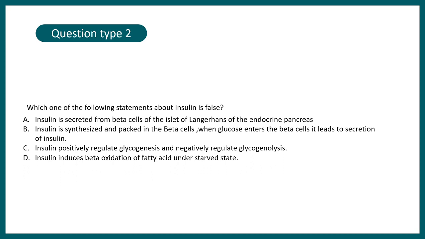So it says insulin is secreted from beta cells of the islets of Langerhans in the endocrine pancreas. Insulin is synthesized and packed in the beta cells. When glucose enters the beta cell, it leads to secretion of the insulin. Insulin positively regulates glycogenesis and negatively regulates glycogenolysis. Insulin induces beta oxidation of fatty acid under starved state. So there are a few statements about insulin, and you have to identify which one is false. If you have identified correctly, the correct statement is option D.